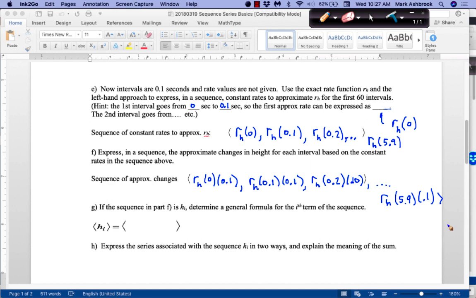Okay, so now we need a formula for that. So we're looking at this. Say this is the, what is this? This is I equals what? 3. This is I equals 3. So what is the formula for the approximated change for the ith interval? How do we get that? It's going to be R sub h of what?